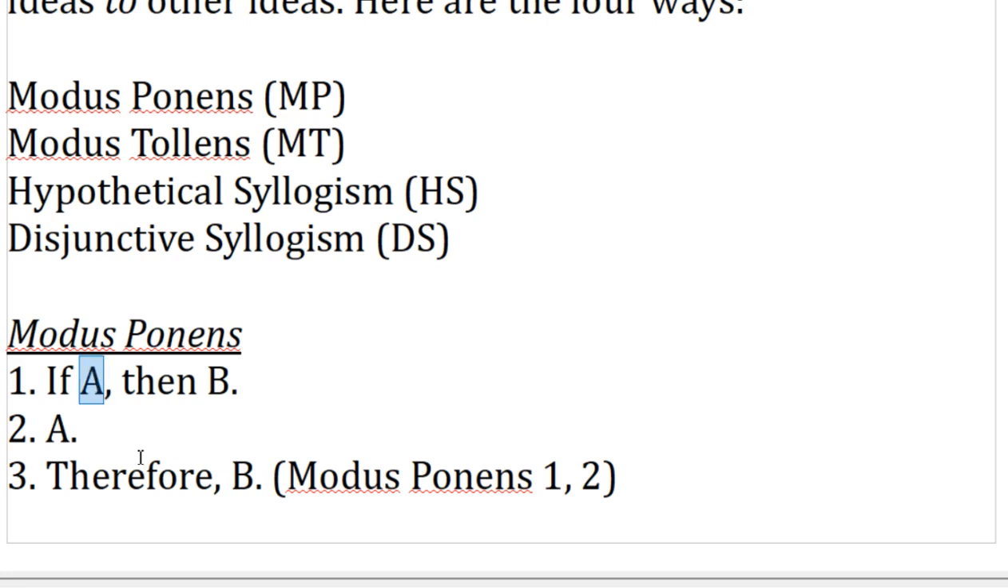Anything at all can go into the A slot, as it were, so long as you replicate it exactly in all the other A slots. And the same thing goes for the B slot. Anything can go in the B slot so long as you replicate it in all the other B slots.